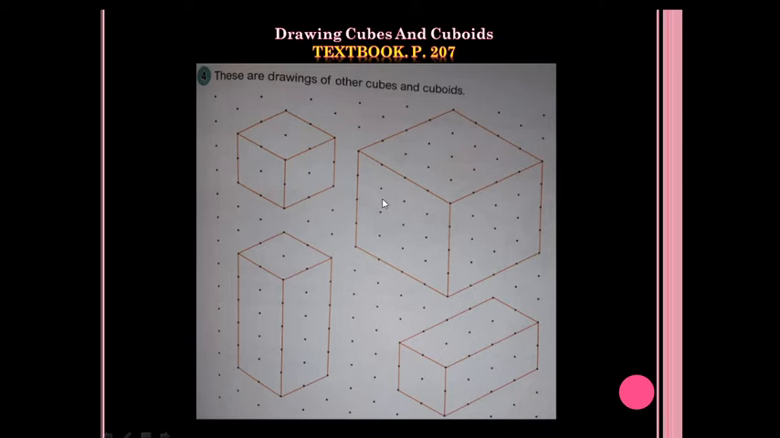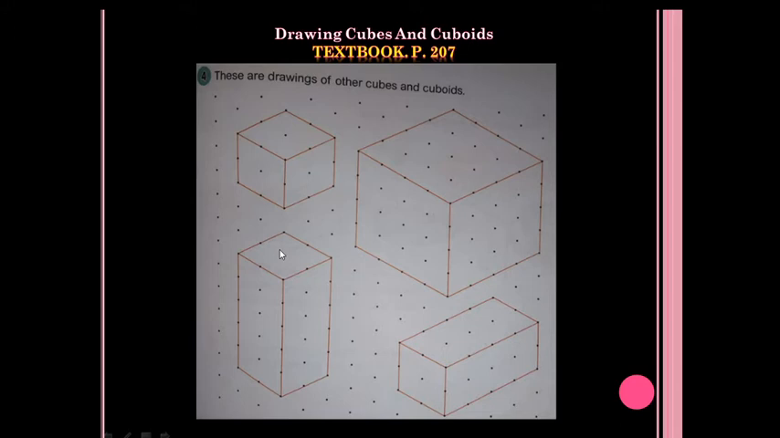And how about this one? This cube, the width is 1, 2, 3, 4. So the unit is 4 units, and the depth 1, 2, 3, 4. And also the height is the same, 4 units, 1, 2, 3, 4. So the conclusion, for a cube, the width, the height, and the depth should be the same unit. Like this, 2, 2, 2, and this one, 4, 4, 4.